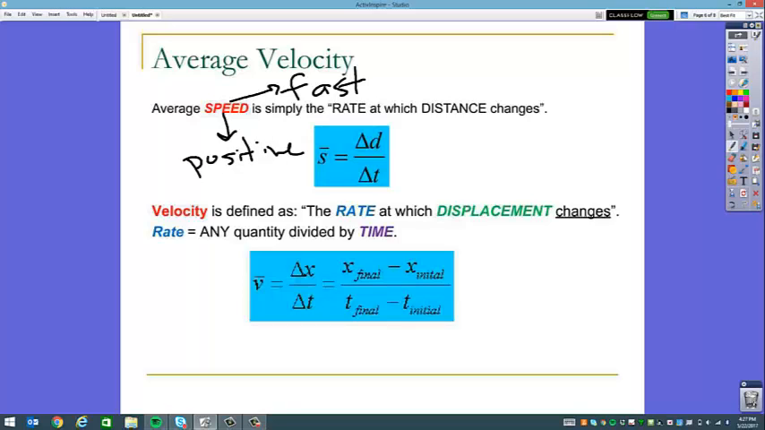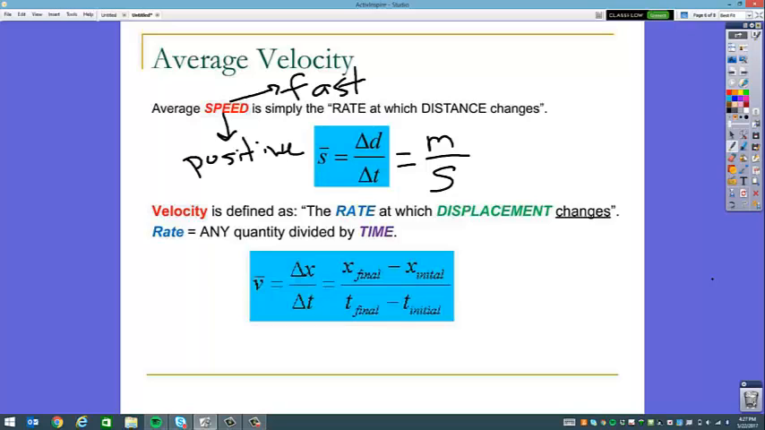Since distance is positive and time is positive, that means your speed is always going to be positive. Sorry for the bad handwriting. Your equation for speed, which you do need to memorize, is distance over time. Distance is measured in meters and time is measured in seconds, so your unit for speed is meters per second.